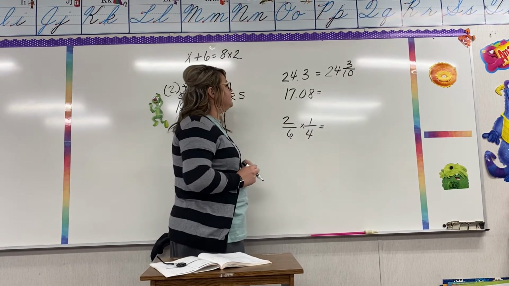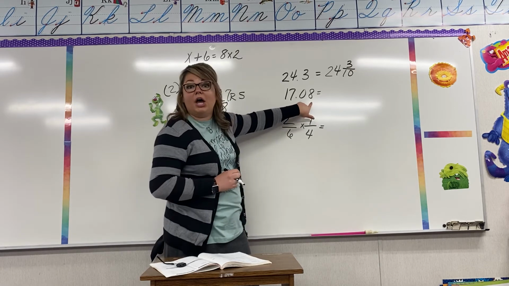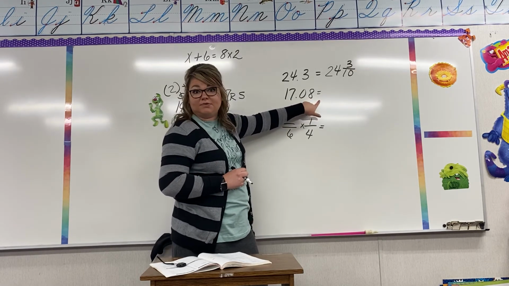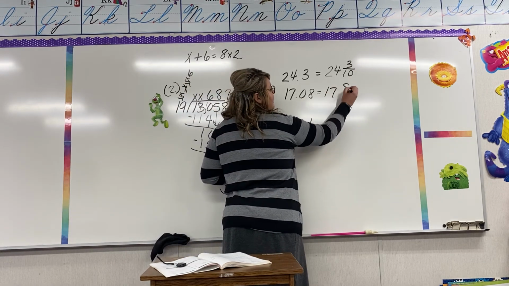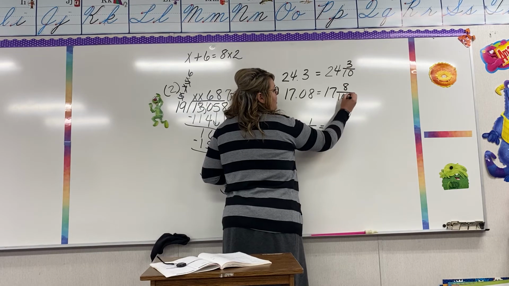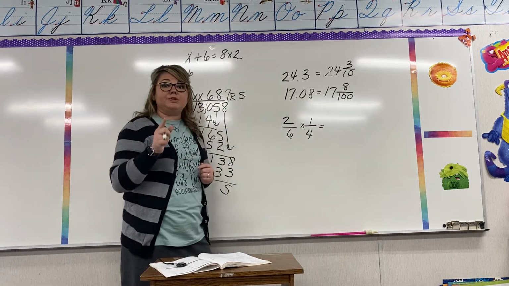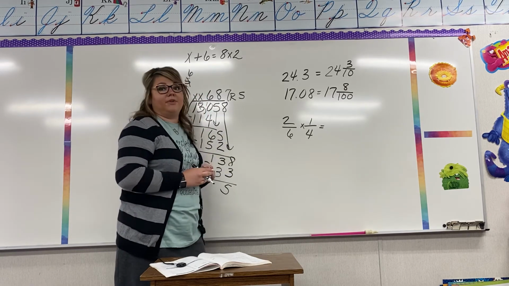All right, look at this next one: 17 and 8 hundredths, because it's in the hundredths place. Tenths, hundredths, thousandths. Remember that? So here we go. We would write it just like that: 17 and 8 over 100. 2 places here, 2 zeros there. So don't forget that. You also have a section where you're doing multiplication of fractions.